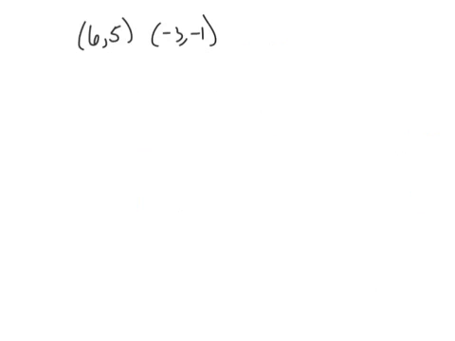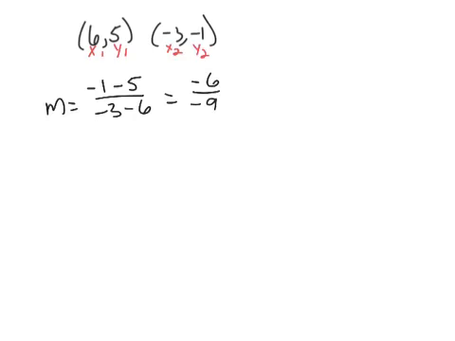Alright, so given these 2 points, I'm first going to calculate the slope. I have x1 and y1 and x2 and y2. So the slope is going to be -1 minus 5 over -3 minus 6. I end up with -6 over -9, and that reduces down to +2/3.